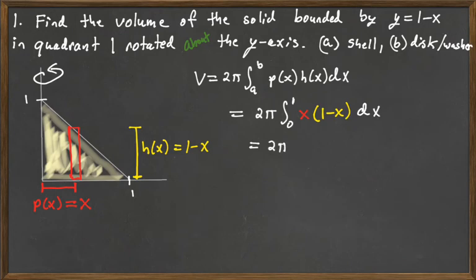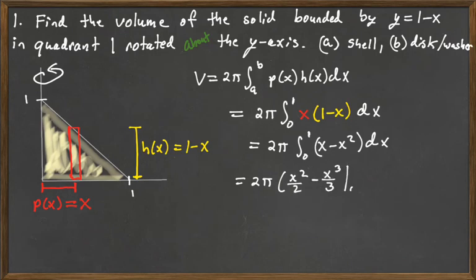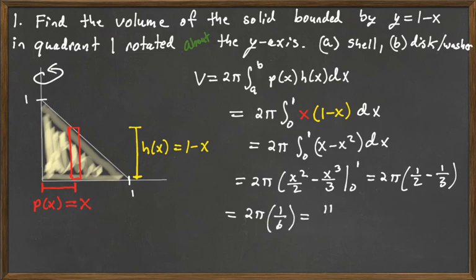So it's going to be 2 pi, integral from 0 to 1, x minus x squared, dx. 2 pi, x squared over 2 minus x cubed over 3. And then we're going to evaluate that from 0 to 1. So 2 pi, 1 half minus 1/3. So that's going to be 2 pi times 1/6 if we get a common denominator. So pi over 3, or 1.0472 units cubed.